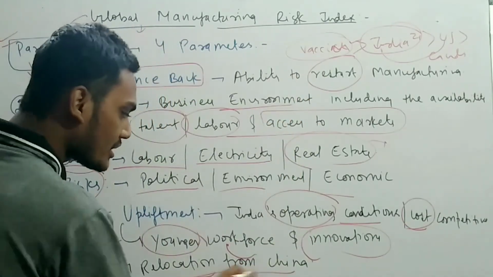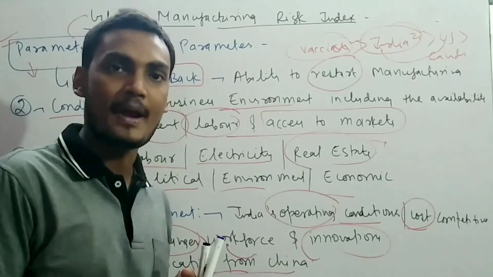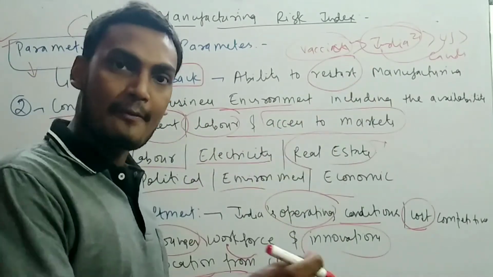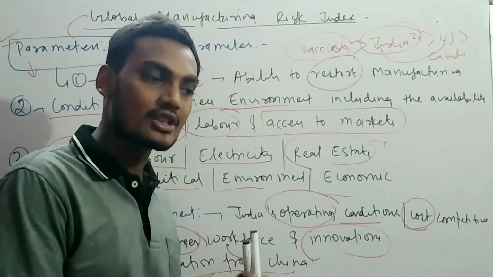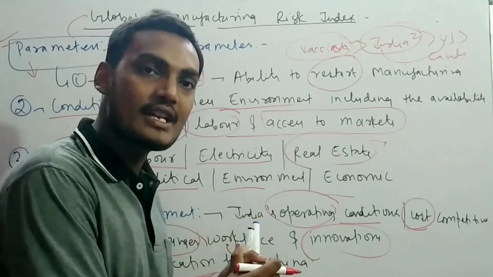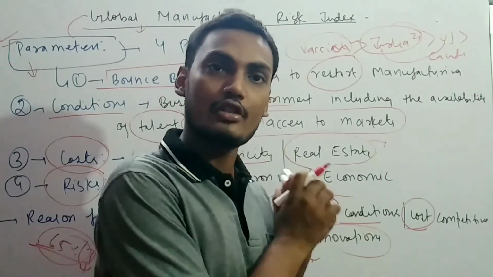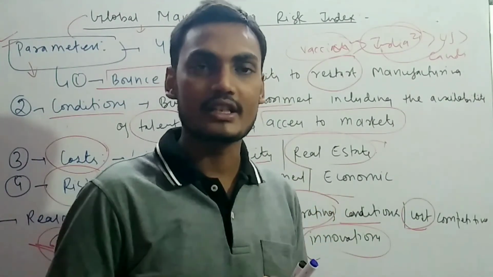Another is the relocation from China during the COVID-19 pandemic. So these are the reasons which lifted India from the third position to the second position, and after China, India is now the second most favored manufacturing destination globally. So this is all about the Global Manufacturing Risk Index.